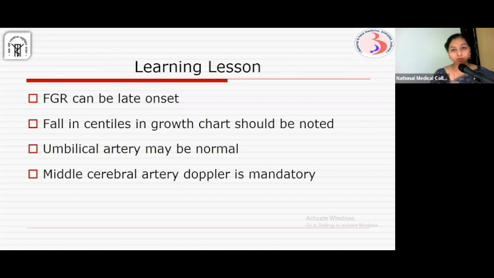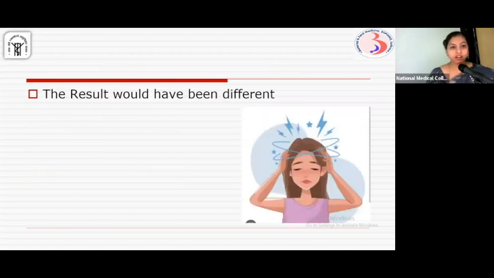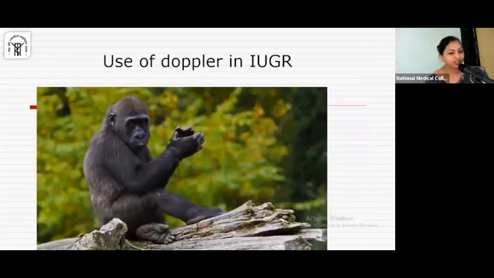So the graph has to be plotted, and a fall in the centiles of the growth chart should be noted. The umbilical artery may be normal, but middle cerebral artery Doppler is mandatory. If this had not been done, the result would have been different in this case. So I will call upon Dr. Neeta ma'am for further discussion.